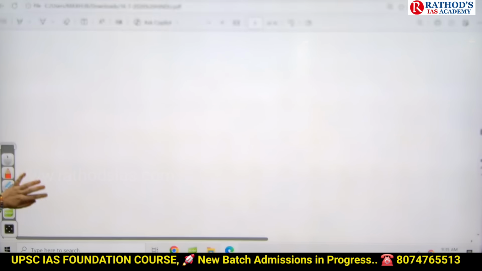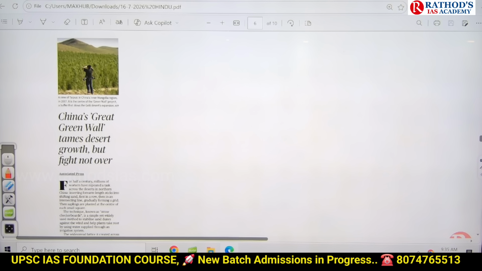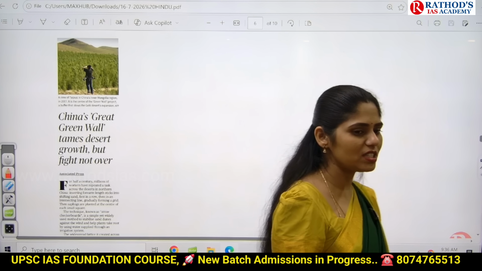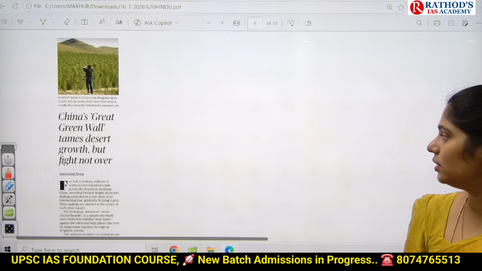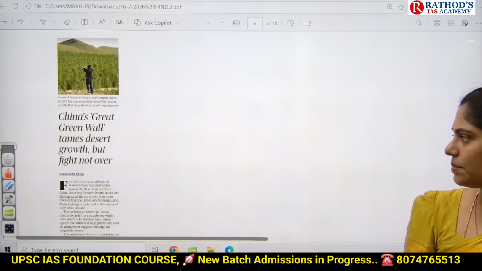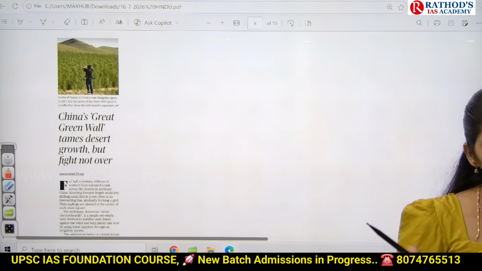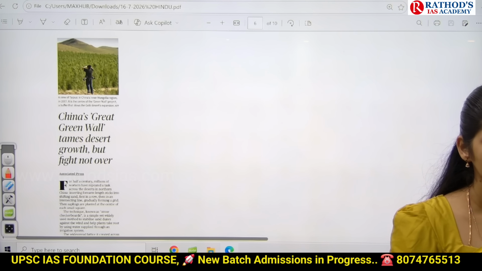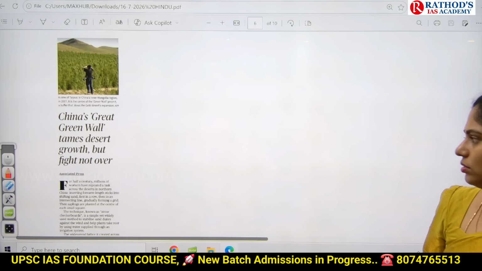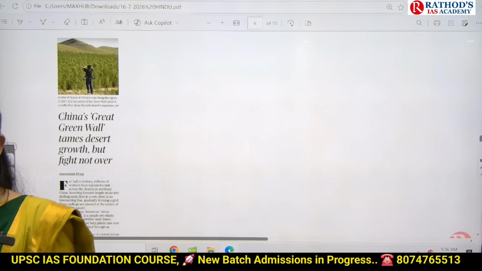Okay, see this next article guys. China's Great Green Wall tames desert growth, but fight not over. What does it mean? What is the meaning of this title? What do you think? It is talking about China's Great Green Wall. Tames desert growth means, you have to know the meaning of these small words. Unless and until you know the meaning, you cannot break down what exactly it means.